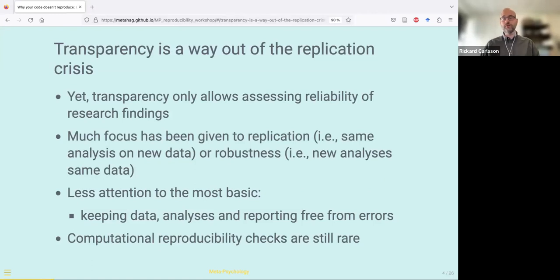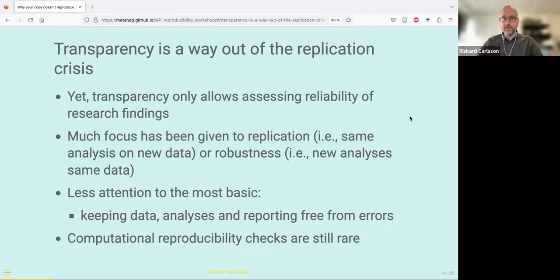Okay. So next question is: why do we even care about this? Why is this important? Well, as Nozick talked about during his keynote speech, transparency is a way out of the replication crisis, but transparency only allows us to assess the reliability of research findings. It doesn't automatically mean that everything will just start working. We're doing a lot of work towards transparency and open science, but in the worst case, that can mean that we're showing everyone how unreliable our science is. That can, as you talked about, reduce trust in science. So it's also very important that we use this new transparency and openness to take the time and actually assess our research findings in more detail now that we actually can.